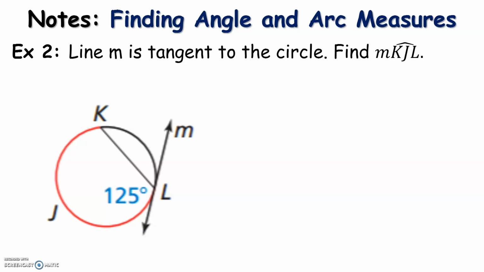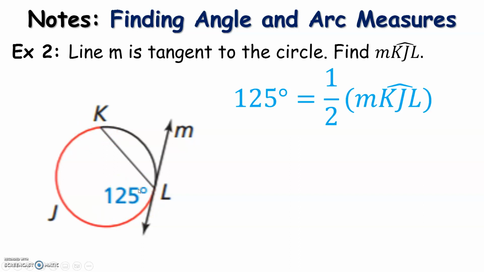Let's look at example 2. Line M is tangent to the circle. Find the major arc KJL. According to Theorem 10.14, we know that arc KJL gives us double the measure of the angle. So we know 125 is 1/2 the arc, or if we multiply both sides by 2, the measure of arc KJL is 250.